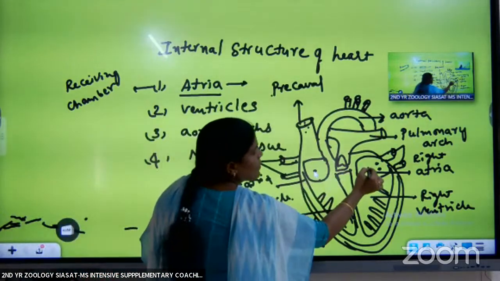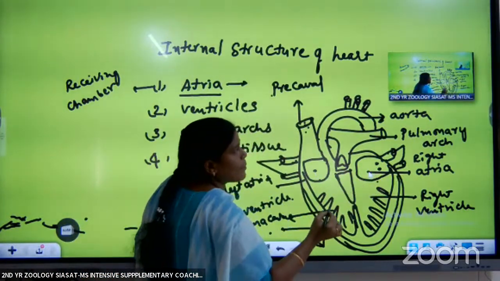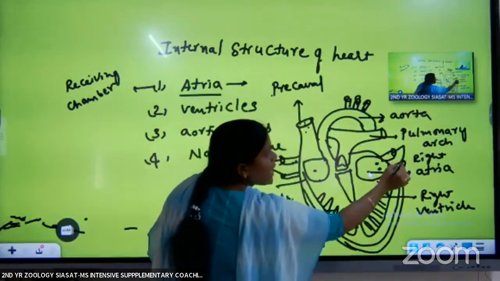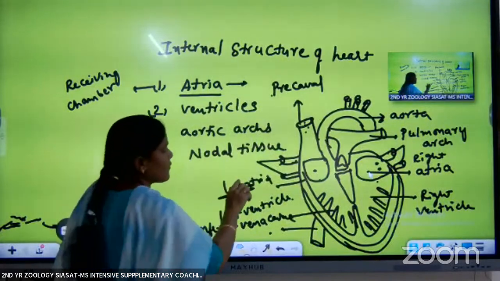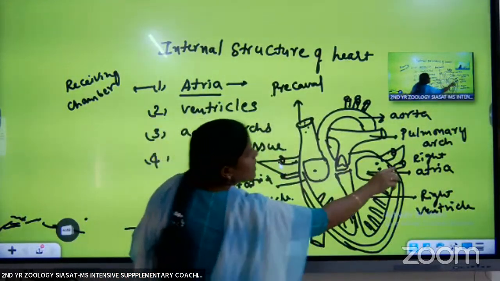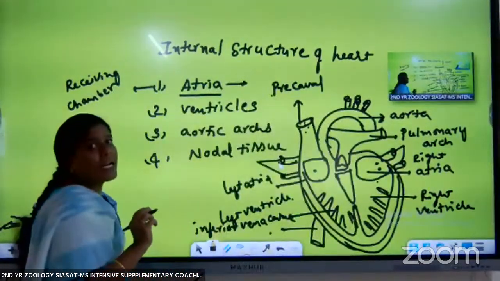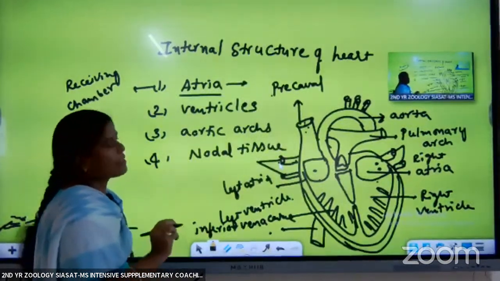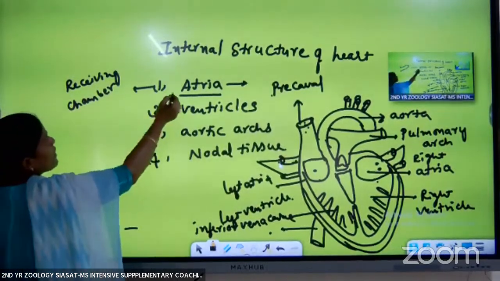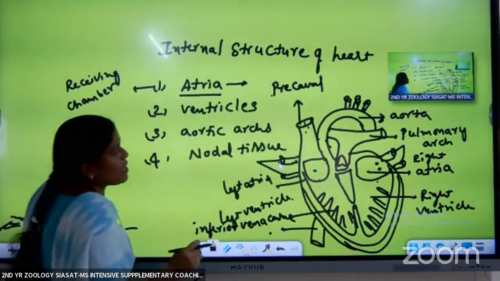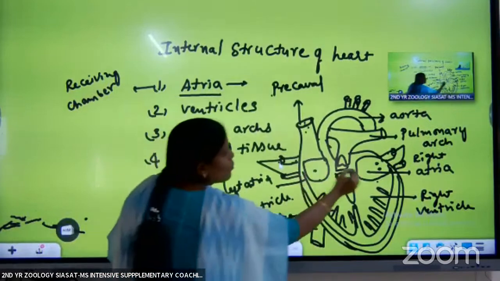The left atrium collects the oxygenated blood from the lungs by two pairs of pulmonary veins, the left pulmonary veins and the right pulmonary veins. They are collecting the oxygenated blood. That's why we call the atria the receiving chambers, because they are receiving the blood.